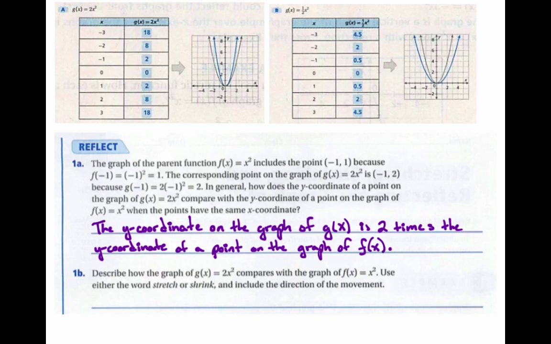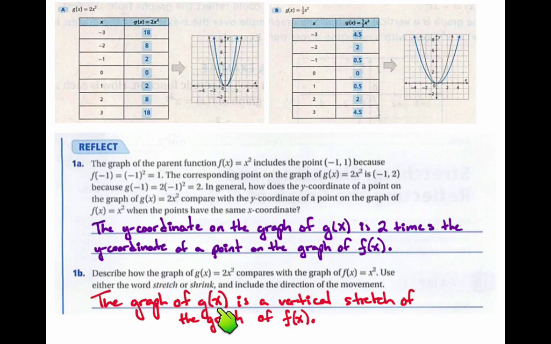Complicated way to get there. So basically what is going on, as we remember from our absolute value functions, the graph of g of x is a vertical stretch of the graph of f of x. And if we really want to get advanced, we could say by a factor of 2.